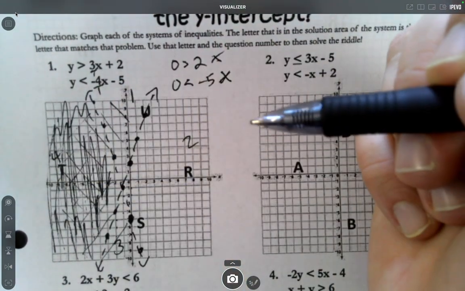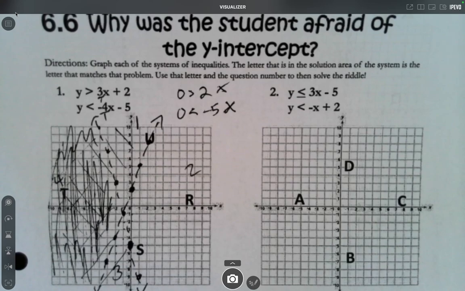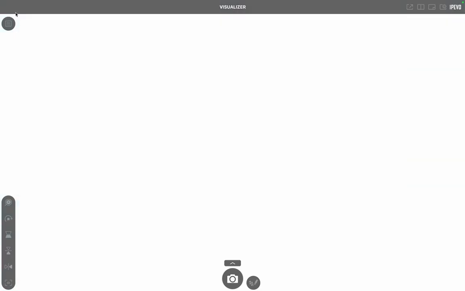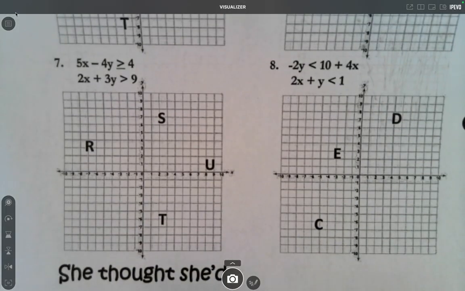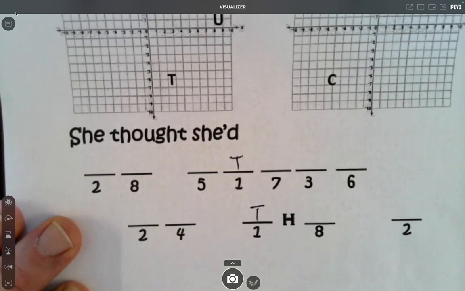So that puts T as the correct answer for there, because we are trying to answer the very important question, why was the student afraid of the y-intercept? So let's flip to the back. We know question 1, it is T, so I'll put a T right there and right there.